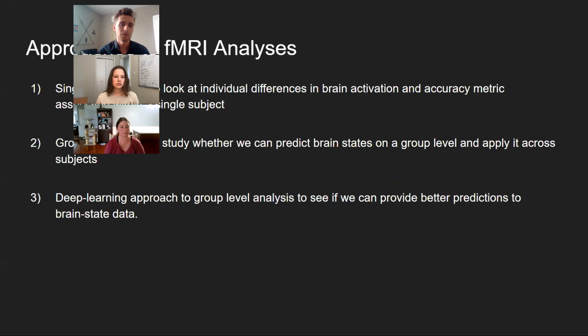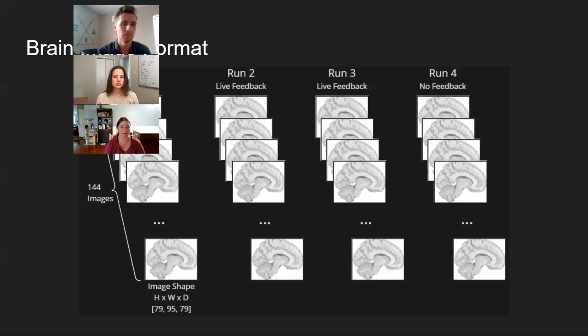Our project has mostly been split into 3 pieces. We have a single subject support vector machine where we look at individuals. We have a group model where we look at adolescents and young adults, and then we have a deep learning approach to try and get similar accuracies to the support vector machine.